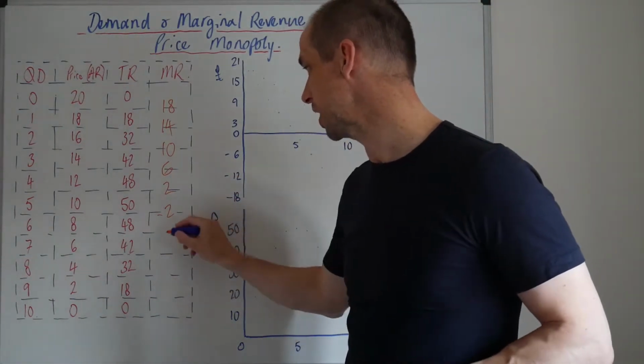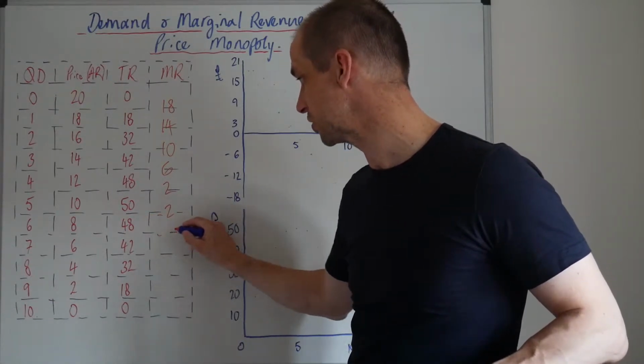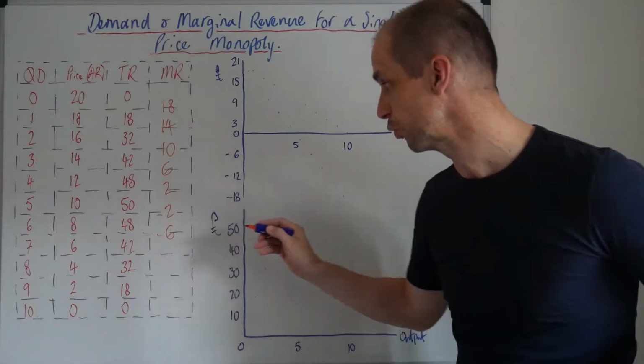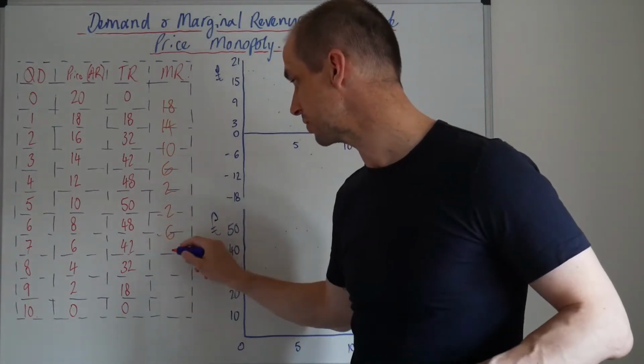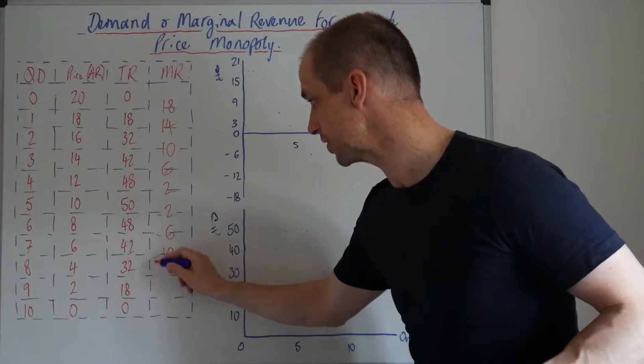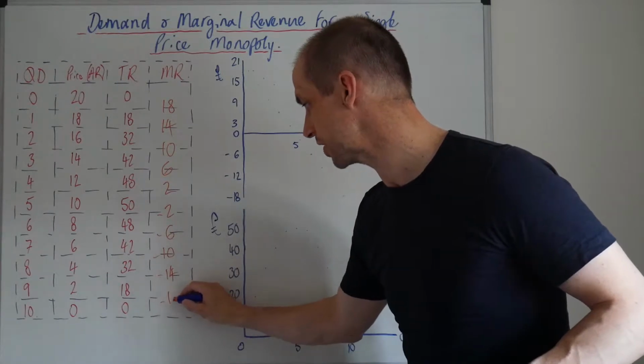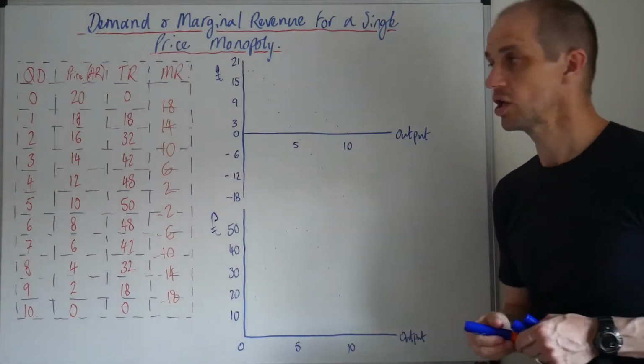That is quite significant. We can also see that this fall continues, because now we see minus 6, 48 down to 42, 42 down to 32. So that fall continues. Then we're at minus 14 and then finally minus 18 there. Okay, so there we go.